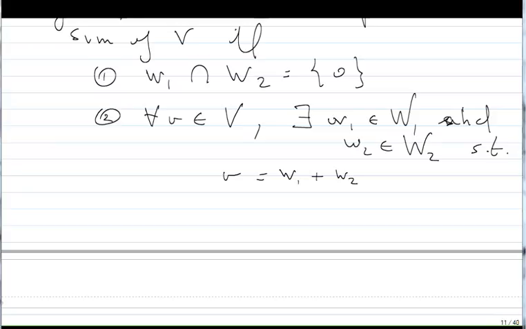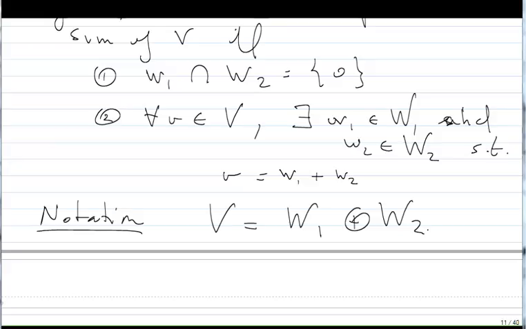In this case, notation, we will write that V is equal to W1 direct sum W2. Clearly, we can extend this. It doesn't have to be only two subspaces. We can have any number of subspaces and have the same definition. So keep in mind that the intersection between all of them, two by two, is of course the zero vector. They have nothing in common, and any vector will be decomposed into a sum of vectors coming from these subspaces.